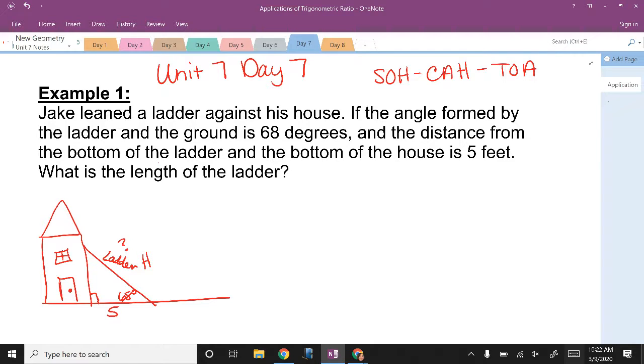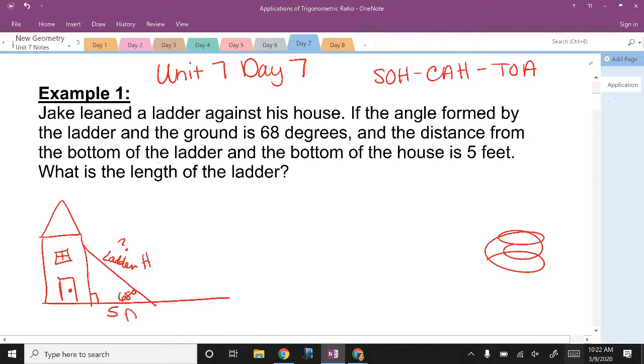Y'all agree? All right, so if I have an adjacent and a hypotenuse, am I going to use sine, cosine, or tangent?